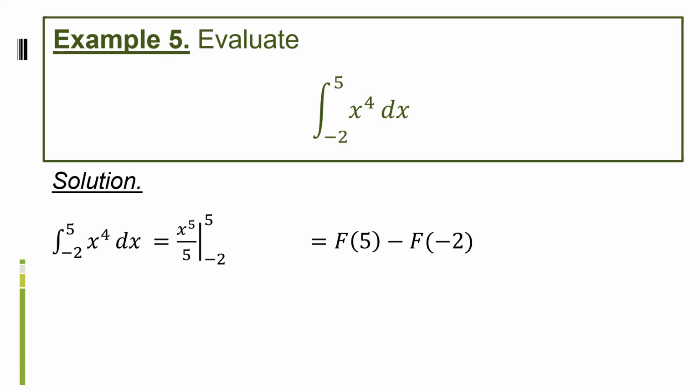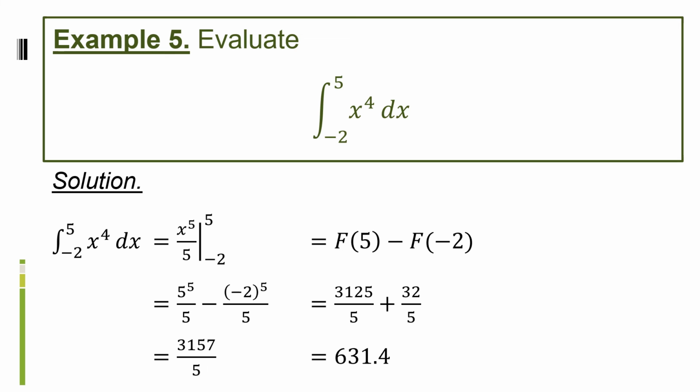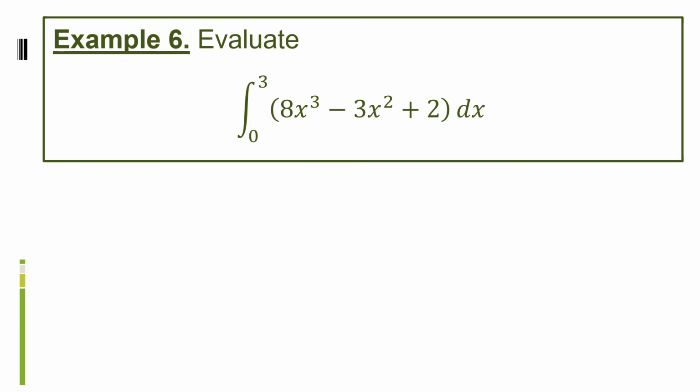Then, we evaluate that from negative 2 to 5. So, that is capital F of 5 minus capital F of negative 2. So now, if we evaluate that, capital F of 5 is equal to 5 raised to 5 over 5, minus capital F of negative 2, which is negative 2 raised to 5 over 5. Or that is 3,125 over 5 plus 32 over 5, or 3,157 over 5. And that is 631.4.